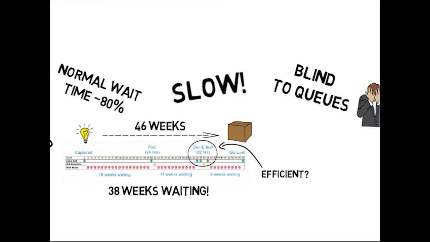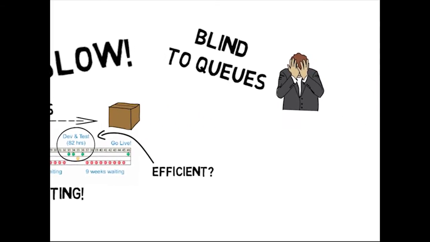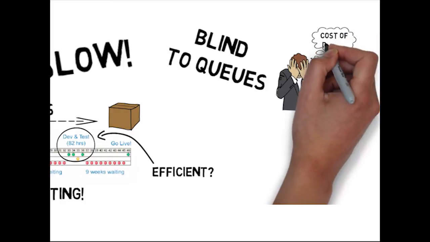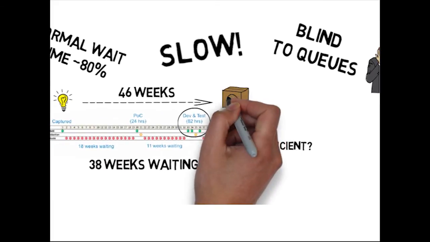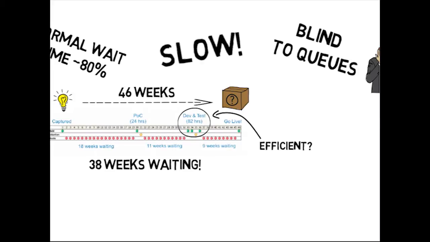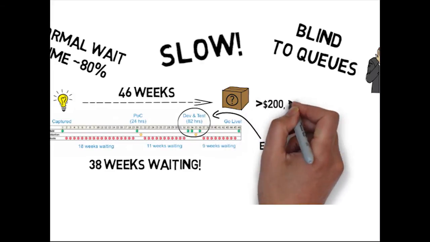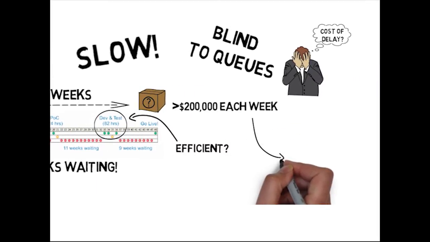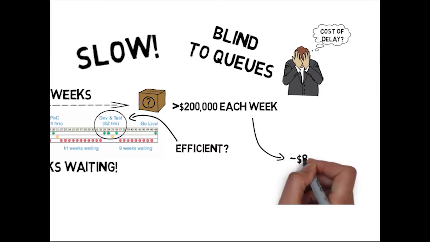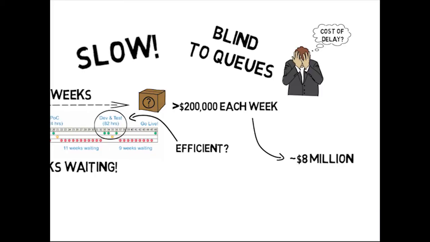Part of what drives this blindness is that we have a really poor understanding of how much the delay is costing us. Our gut feel about the urgency and value of things is often quite wrong. For instance, when we worked out the cost of delay for this feature, we discovered that it was actually worth over $200,000 per week. So, the 38 weeks that this opportunity spent waiting in various queues actually cost the organization almost $8 million in revenue. If they had known the cost of delay earlier, they would have done a number of things differently.